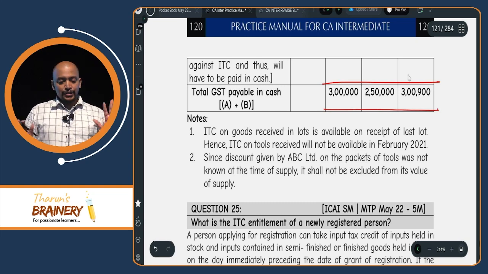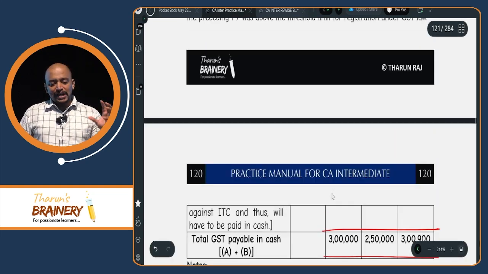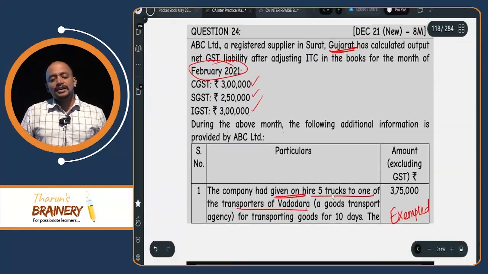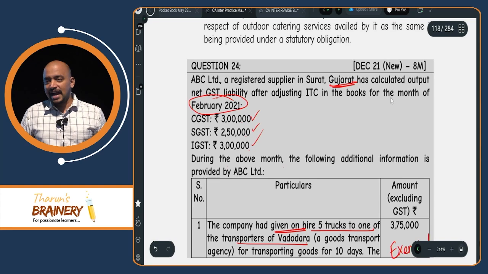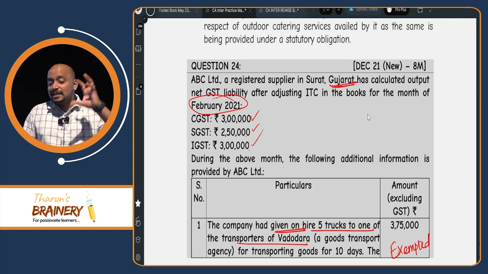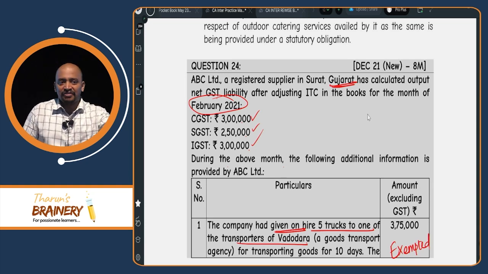Understood or not? In this, the crucial points are, this is a very good question and was given in December 21, where they gave 8 marks for this question. But these are the type of questions that you will find difficult when you get them as the first question. But in this, not all points are difficult.